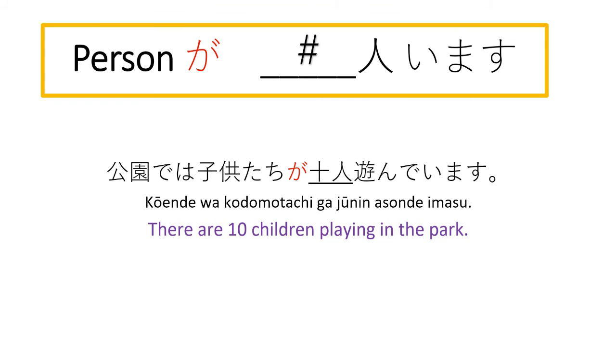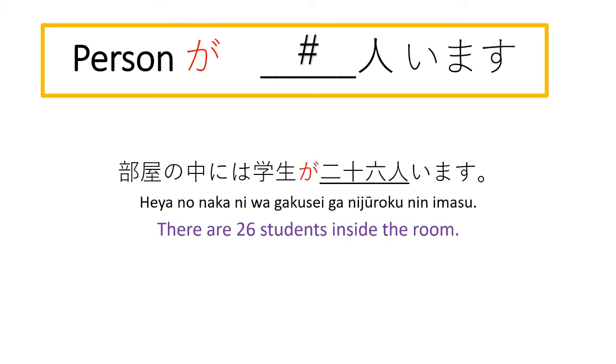10人. And the persons are the children. 子供たち. And here we do not use imas. Instead, we use asondeimasu because they are playing. So here, there is an action verb. Playing. Asondeimasu. 部屋の中には学生が26人います。There are 26 students inside the room.